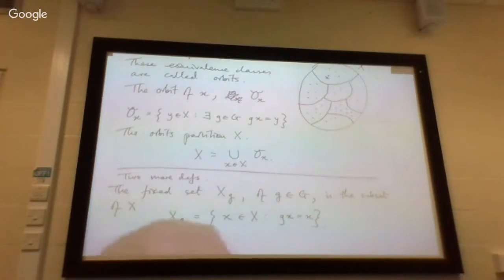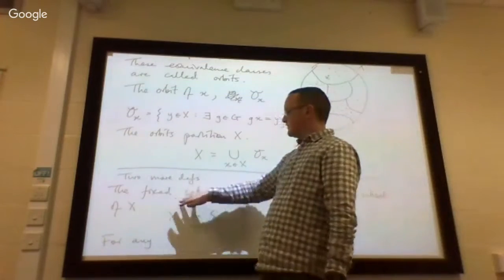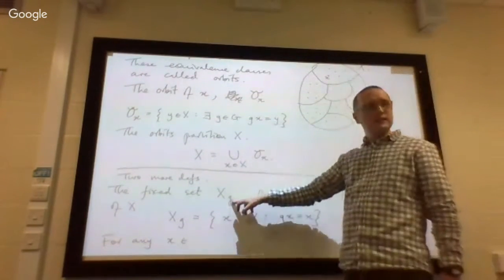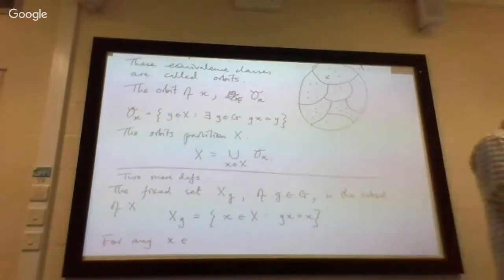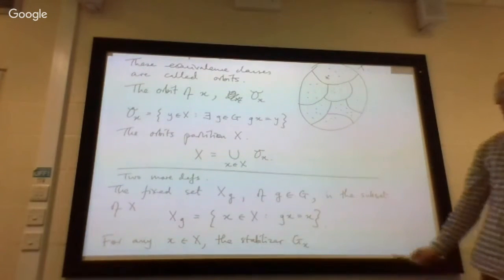Okay. So for any x, it kind of mirrors in some way the idea of the fixed set. So the fixed set is a subset of X associated to an element of the group. The stabilizer goes the other way. So for any element of the set X, the stabilizer, and you see how it's mirroring this notation here.